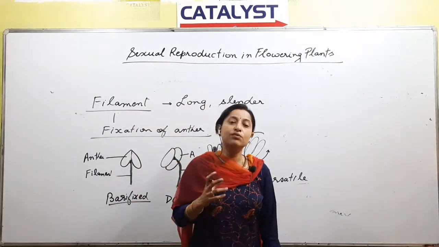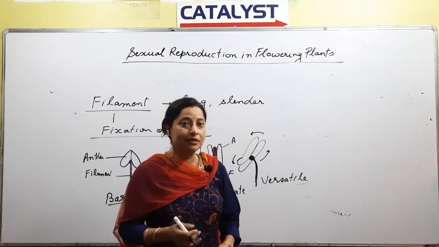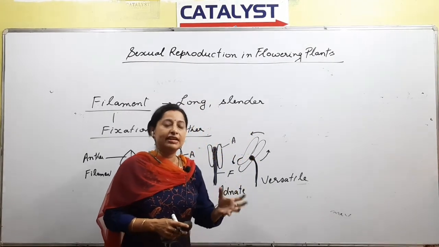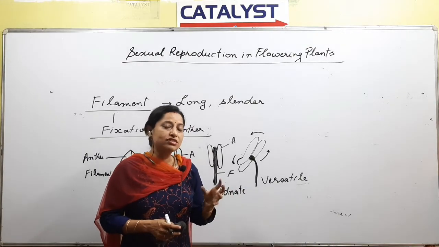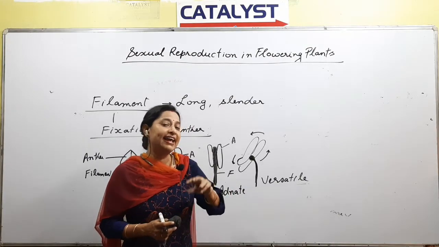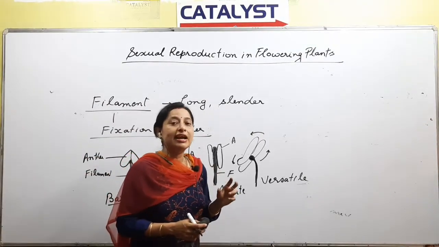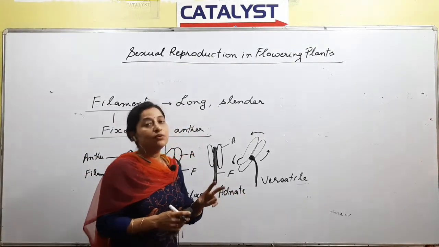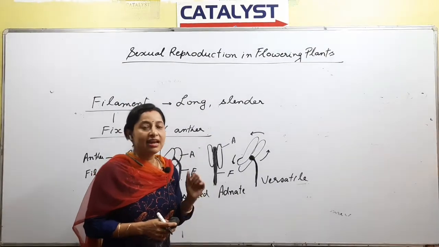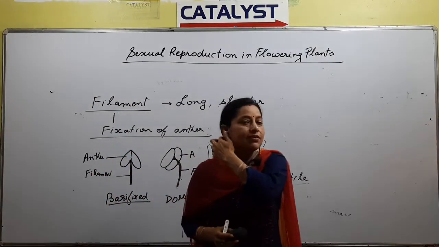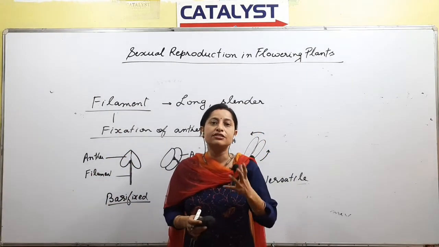But have you heard the word connective? In a stamen you have another part called the connective, and what is the work of the connective? To connect the anther and the filament. And what is the connective? It is nothing but a mass of sterile cells, right? In the stamen, some parts have fertile cells and some have sterile cells. So the connective is a mass of sterile cells.